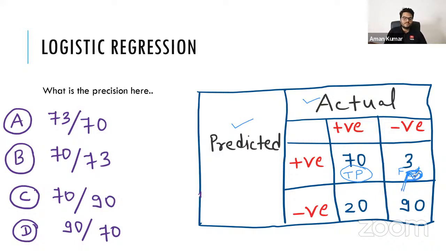So 70 by 70 plus 3. That's the correct answer. 70 by 70 plus 3. Anybody has any confusion in this? Any confusion in this? Anybody? What is the precision? Okay, I will move ahead with the next one.